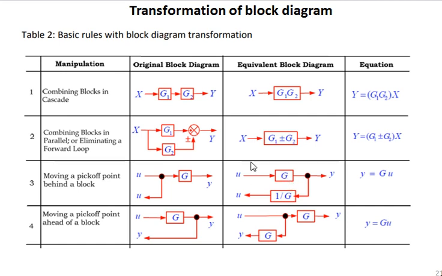Next rule is moving a pick-off point ahead of a block. So you have a pick-off point in front of the block, but you want to move the pick-off point behind the block. You move it by adding 1 block with the same function of G. Just copy the function.